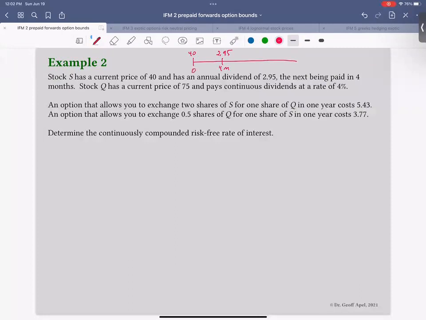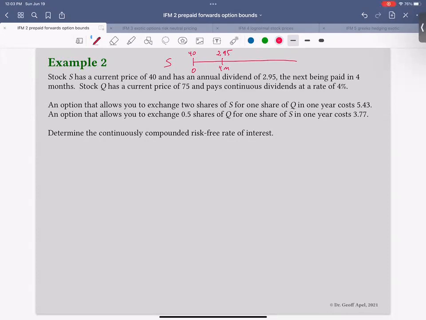So there's times 0. Then stock Q, well, maybe I'll write S there for that. Stock Q has a current price of 75, pays continuous dividends at a rate of 4%. An option that allows you to exchange 2 shares of S for 1 share of Q in 1 year costs $5.43. This is what they call an exchange option. It's not a stock with a strike, but a stock with a stock. You're going to exchange one stock for another stock if it's beneficial to you somehow.